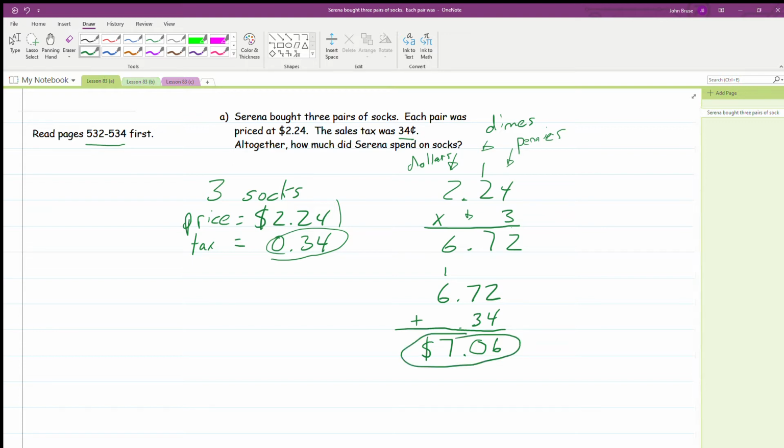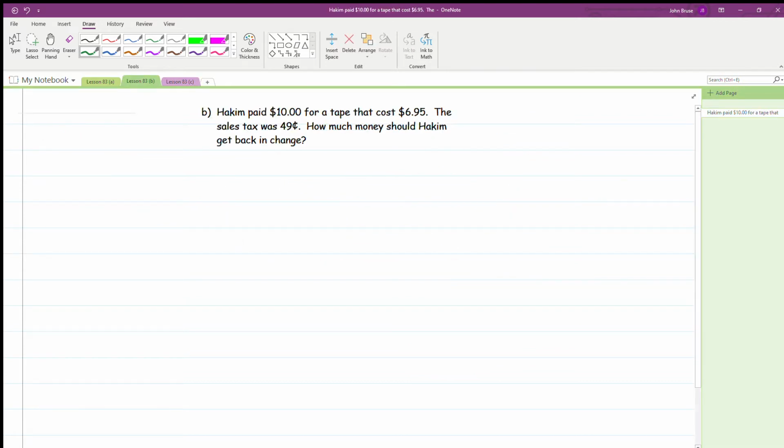Okay, let's go ahead and go to B. B says Hakeem paid $10 for a tape that cost $6.95. So he started with $10. So we'll write start with $10. And the cost was $6.95. The sales tax was 49 cents. So we're going to change that 49 cents to dollars. So we're going to write tax was 0.49. So it's 49 cents. How much money should Hakeem get back in change?